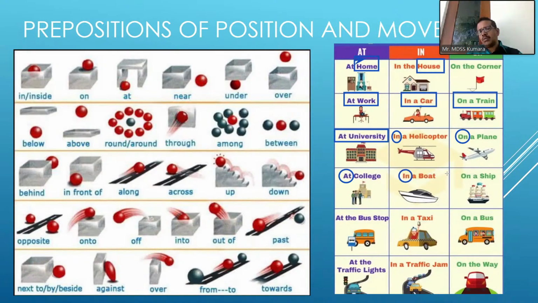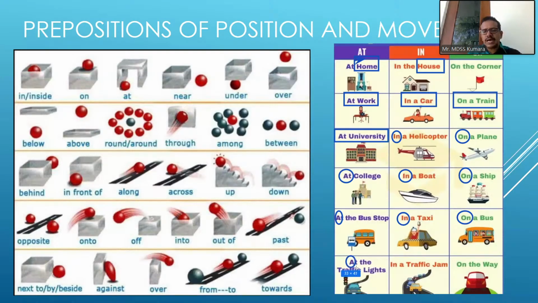But for a big waterborne vehicle like a ship, we don't say in a ship, but we say on a ship. Similarly, we can say we are at the bus stop, to describe a particular place, particular point. Just like we say we are traveling in a car, we can also say in a taxi. But for a large vehicle like a bus, you don't say in a bus, but we say on a bus.